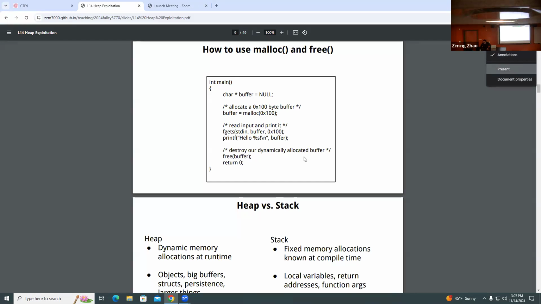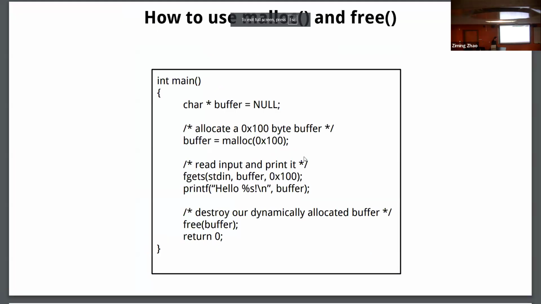A very simple example of how to use malloc. You just use malloc with a number to request memory. Then you just free it. That's it. This looks very simple. You have a malloc, you have a free.